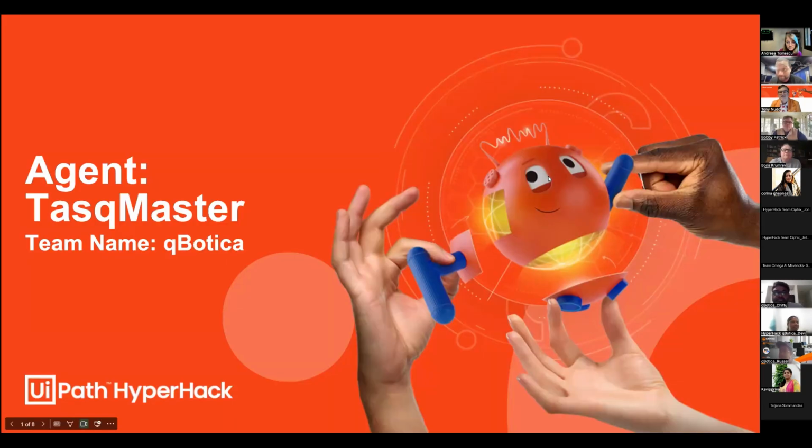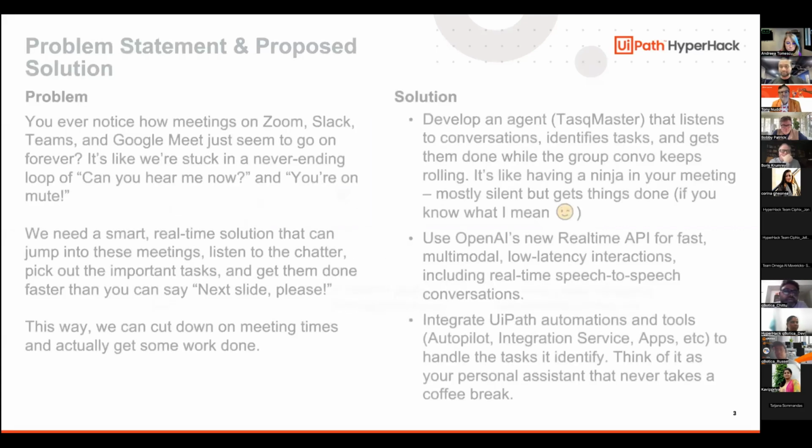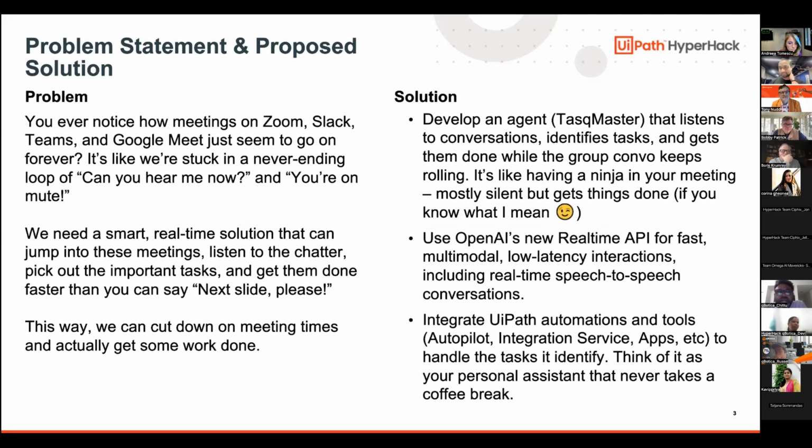We are so excited to introduce our agent, Taskmaster. We are a 3-member team from Cubotica: myself, Devi, and we have Chitu and Russ in the call. Chitu will proceed further. Thanks, Devi. Hello, everybody. Thanks for this opportunity.